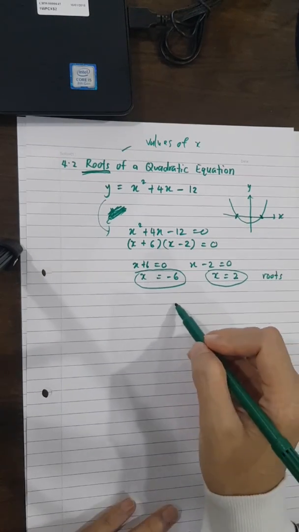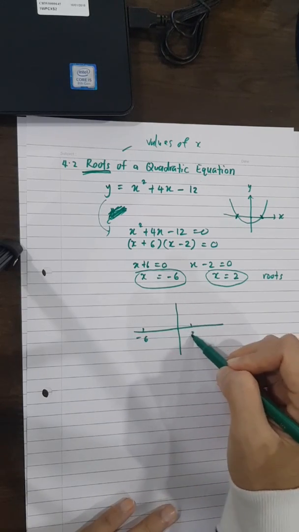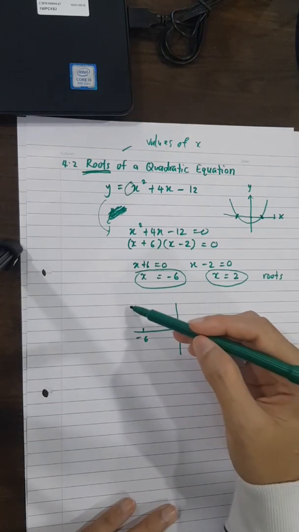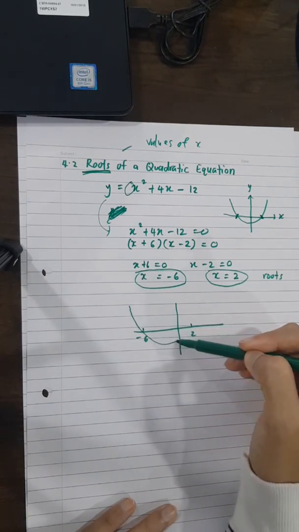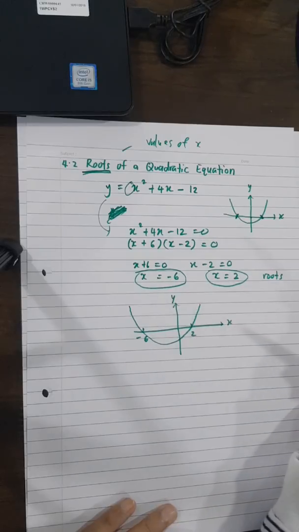So let's say you want to sketch the graph. Negative 6 is here and 2 is here. And this is a positive graph. a is 1, so it's a smile graph. So you have your graph here. Okay, this is how you find the roots.